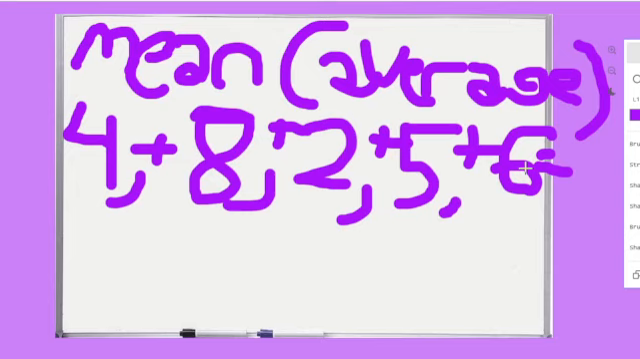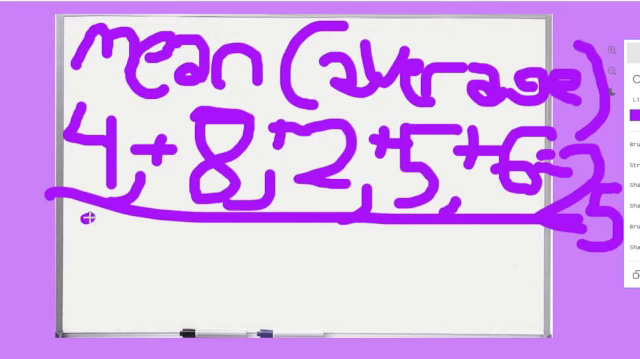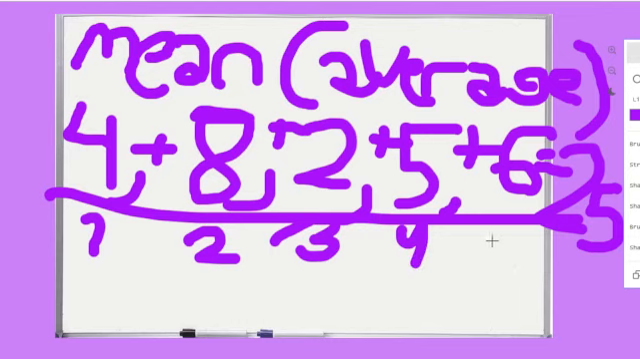So 4 plus 8 plus 2 plus 5 plus 6 is equal to 25. Okay? And count how many numbers there were. 1, 2, 3, 4, 5.